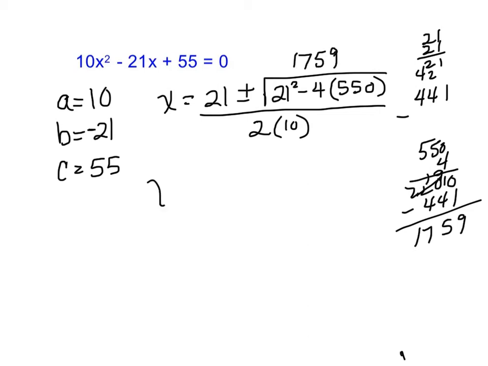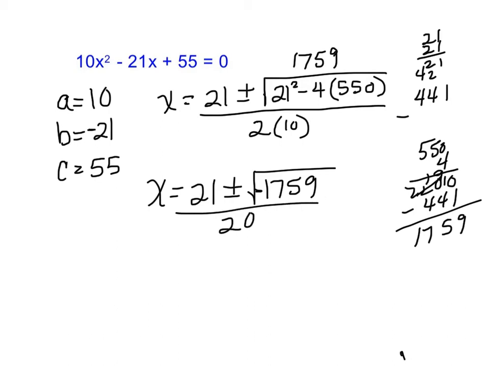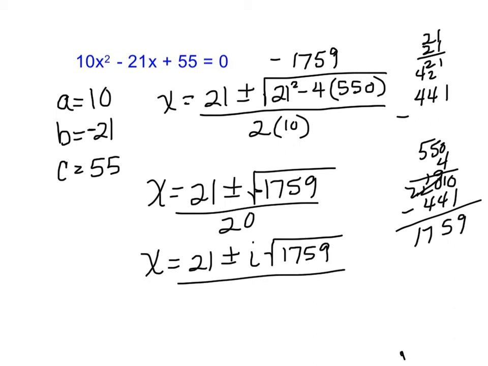So x is equal to 21 plus or minus the square root of negative 1759 over 20. Well, if it's negative underneath the radical, then it's not going to be a real solution. So this is 21 plus or minus i times the square root of 1759 over 20. If you'll notice, if under the radical is negative, you're going to have two non-real solutions.